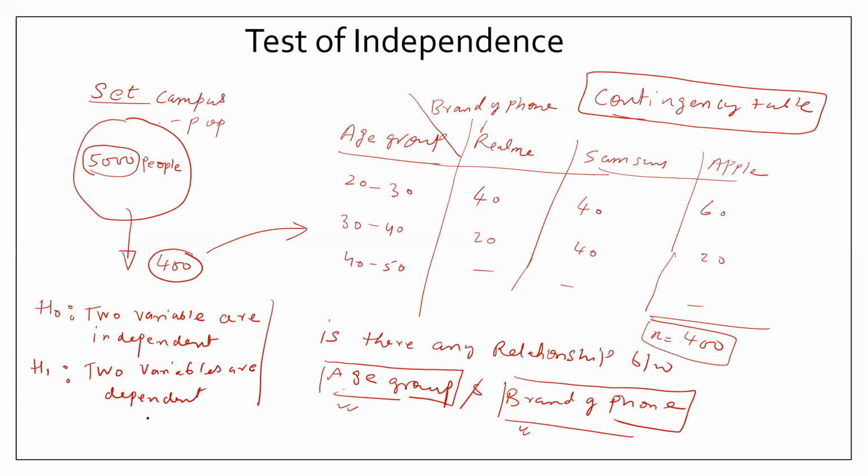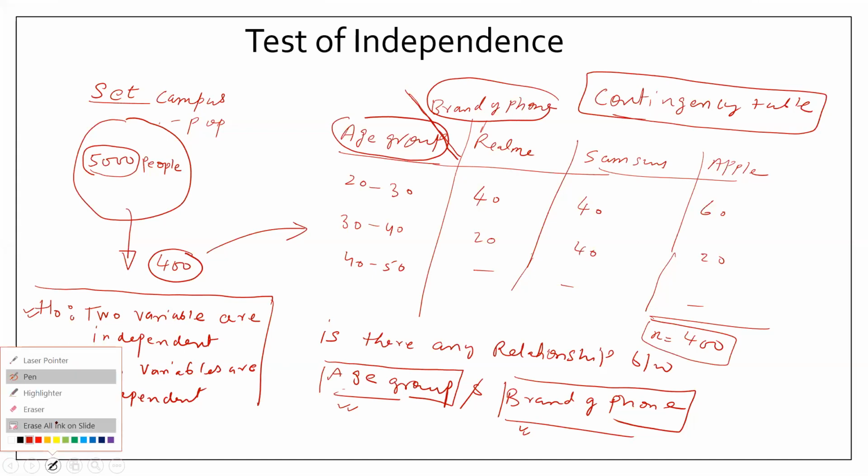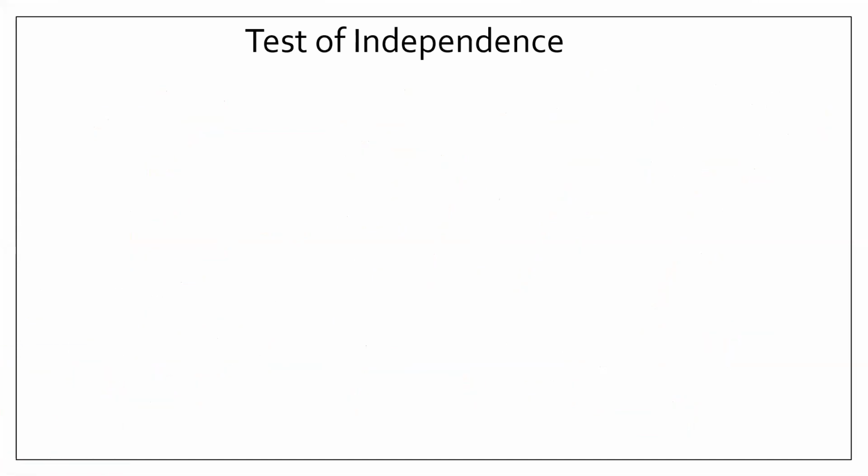Your null hypothesis will be standard whenever you are finding the relationship between any two variables, in this case age group and brand of phone. So initially they are independent. In this case, our age group and brand of the phone are independent. So I'm assuming that initially there is no connection at all. To do this hypothesis testing, we will follow some steps. Let us see one by one what we will do in this case.